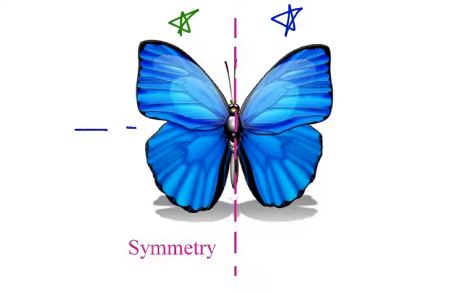Notice what would happen if I drew a line of symmetry here. If I folded this bottom half over this half, they wouldn't match. That is not a line of symmetry. The butterfly has symmetry because it can be a reflection. One side can reflect the other. It only has the vertical line of symmetry.